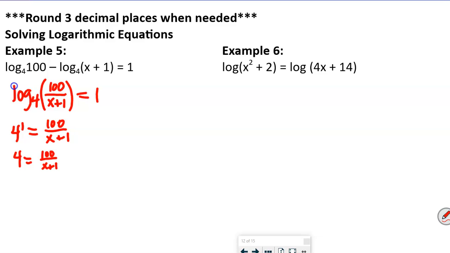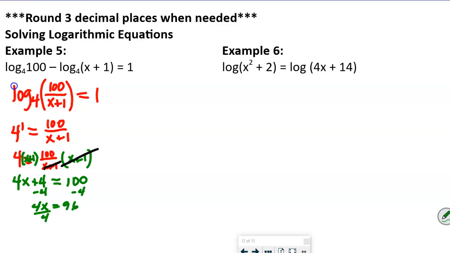How do we get rid of something in the denominator? Yes, we multiply both sides by it. So that's going to give us 4x plus 4 is equal to 100, because what happened over here is these two things canceled each other out, remember? Then we're going to subtract 4 from both sides, so 4x equals 96, and then we're going to divide both sides by 4, so that's going to be x is equal to 24.